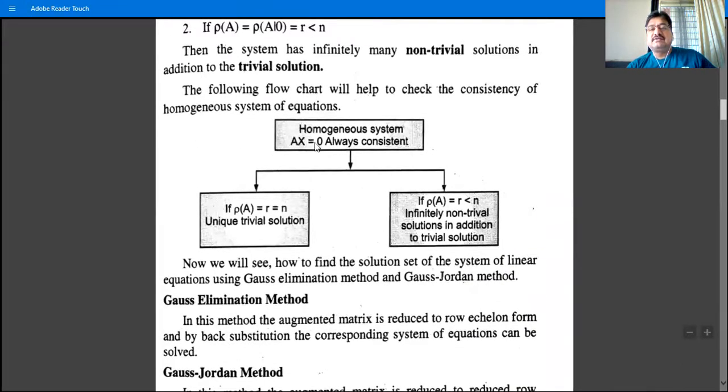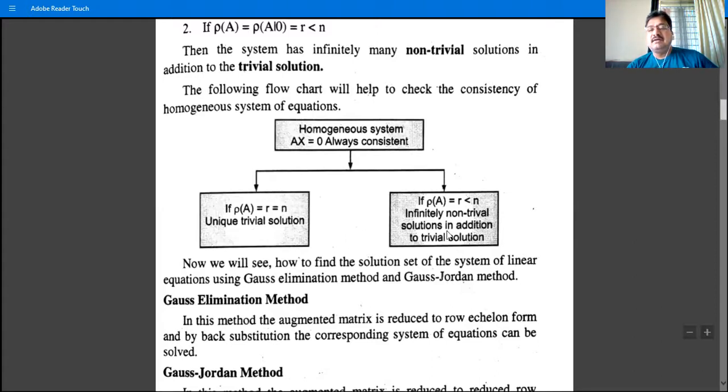A homogeneous system Ax equal to 0 is always consistent, and if rank of A is equal to n, that is the number of unknowns, then the system has a unique trivial solution. Trivial solution means all the values of all unknowns are equal to 0. That is x1 is 0, x2 is 0, ..., xn is 0. And if the rank of A is strictly less than n, the number of unknowns in that system, then the system has non-trivial or non-zero solutions. This is the zero solution. Trivial solution means the values of all unknowns are equal to 0.